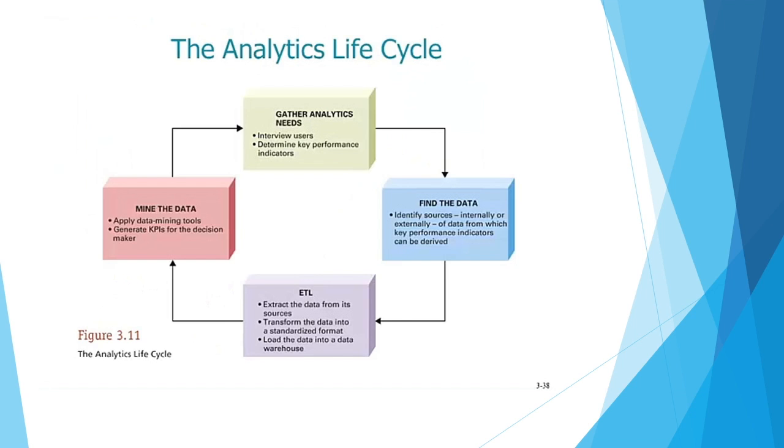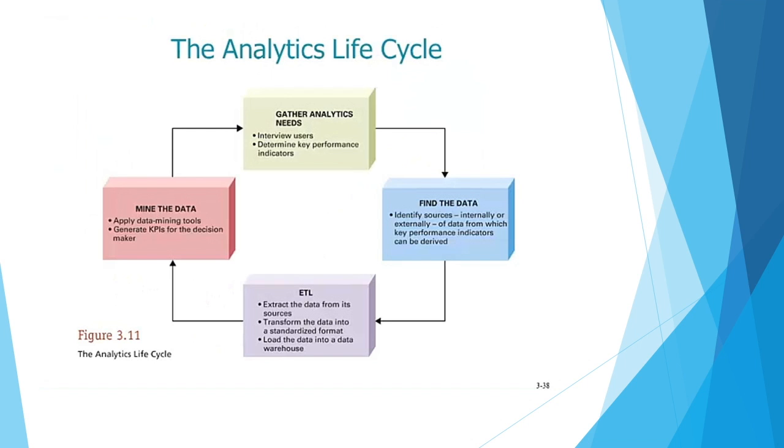One of the things we should probably talk about is the analytics life cycle. So for organizations that are going to want to support decision making through data warehouse analytics, they start with gathering the analytics. So they'll do things like interviewing users to determine what these indicators might be. Then they have to go out and find the sources of the data, whether it's internal or external. And this would be where the data for these indicators are derived.